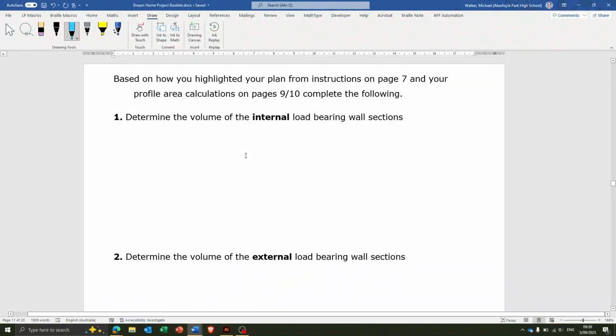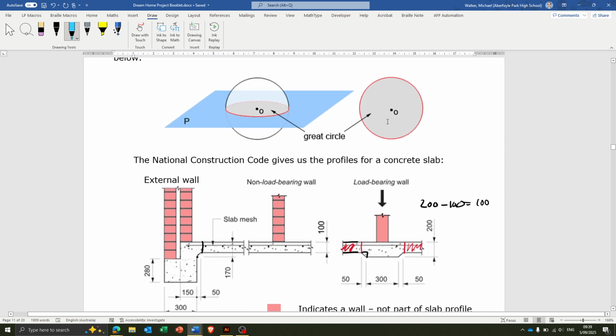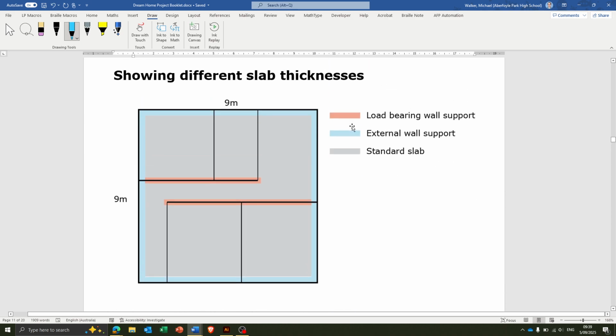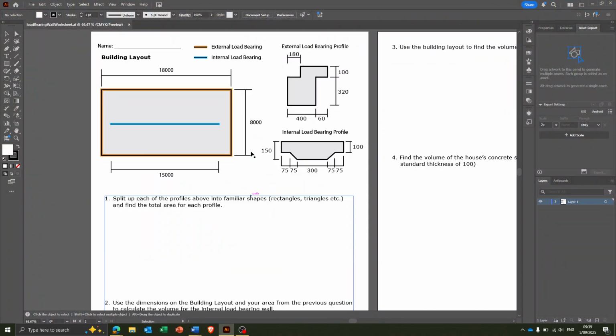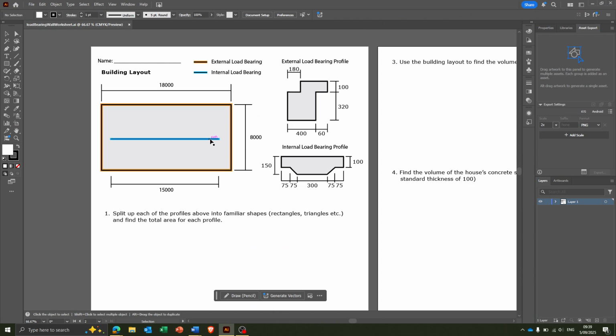Okay, so for question 1 on page 11, determine the volume of the internal load-bearing wall sections. Well, we already know what our load-bearing wall is, because if we go all the way back to page 7, we highlighted on our plan what load-bearing walls would be and what external walls would be. And we did a worksheet a little while ago where we did this exact type of thing. This is the internal wall. It's 15 meters long, and then you've got the externals as well.